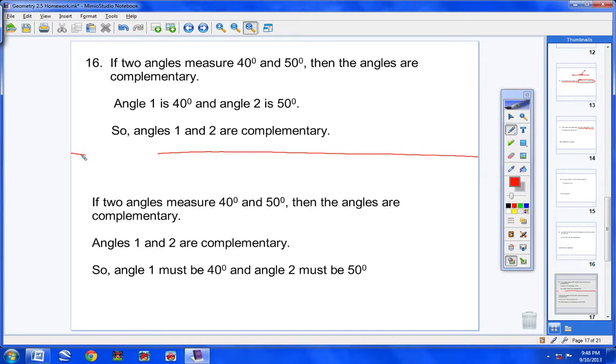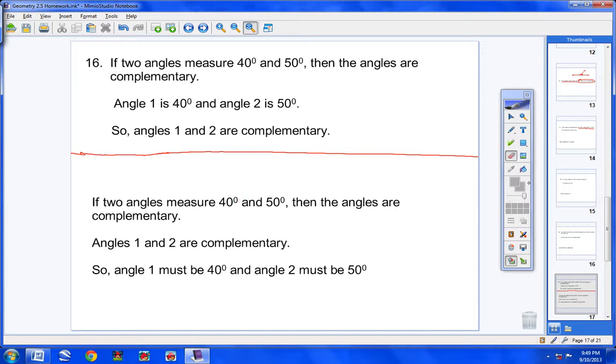All right, argument number 2. If two angles measure 40 and 50 degrees, then the angles are complementary, okay? Then look what they state. They don't state two angles measuring 40 and 50. They state angles 1 and 2 are complementary.